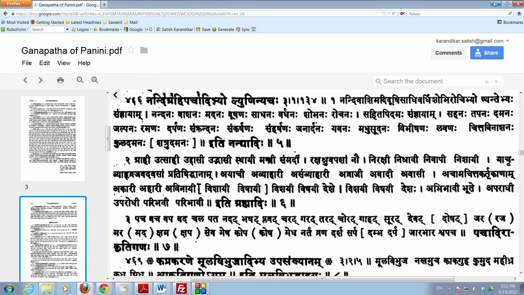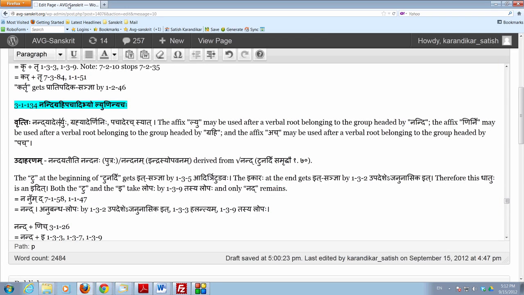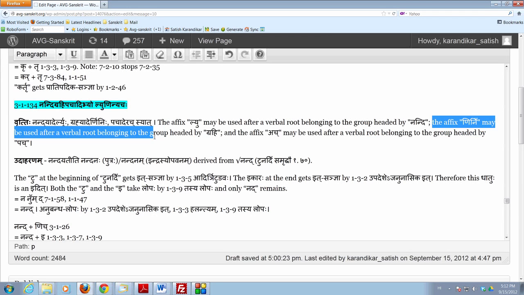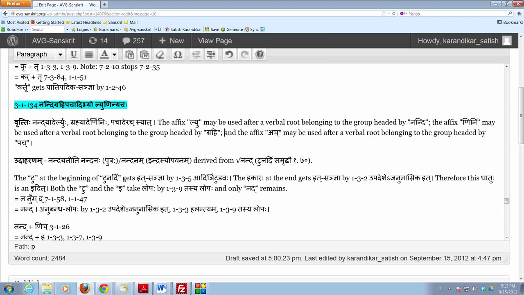So what we have so far, the meaning of this sutram is that the affix Liu may be used after a verbal root belonging to the group headed by Nandi. The affix Ninihi may be used after a verbal root belonging to the group headed by Grahi. And the affix Ach may be used after a verbal root belonging to the group headed by Pacha. So this is the meaning of Sutram Nandi Grahi Pachadibhyo Liu Ninyachaha. It's a very important Sutram. And again, as we reminded in the beginning, these are Krit Pratyayaha. And by default 3467 they are used Kartari Krit.